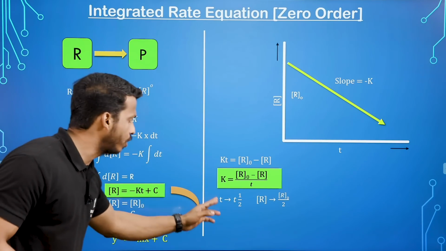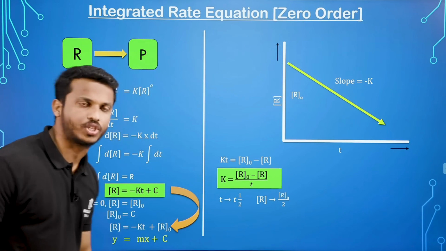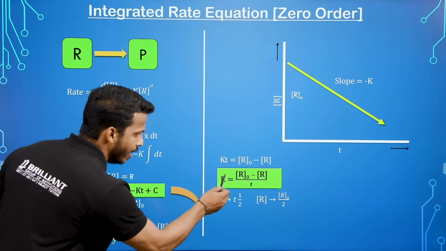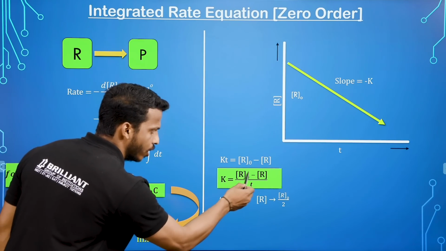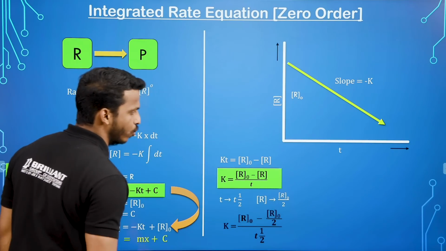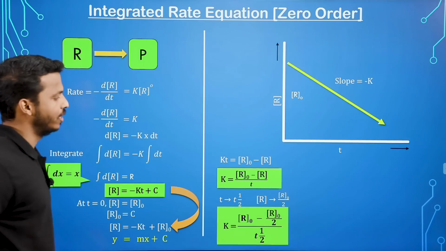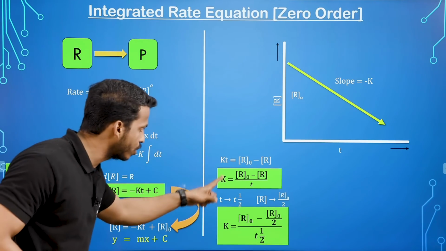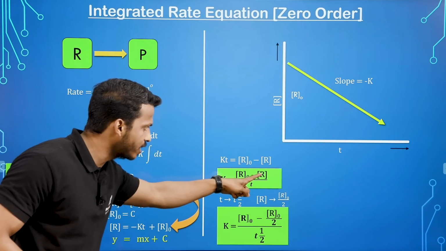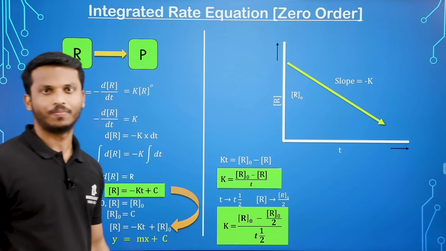Now let me substitute T equal to T half and R equal to R naught by 2 in the above equation. So what does it become, dear all? K is equal to R naught minus, what does R become? R becomes R naught by 2, right? And T becomes T half. See, this will be the equation. So K is equal to (R naught minus R naught by 2) divided by T half. Clear all of you?